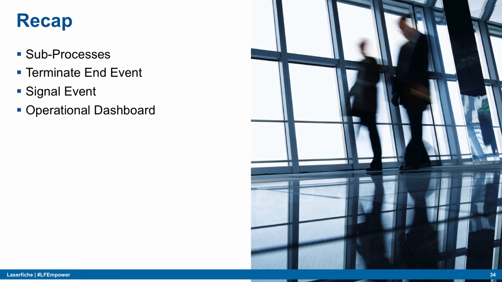We have sub-processes, which you're allowed to reuse work, reuse business process segments, as well as provide this two-dimensional view of a business process to different stakeholders in that company, as well as two new events that are very useful for their specific cases, the signal event and the terminate end event. One is a receiver that allows for responsive events. The terminate end event allows you to stop certain errors from occurring in your process. And finally, the operational dashboard, which allows you to provide a comprehensive report for what's going on in your process.